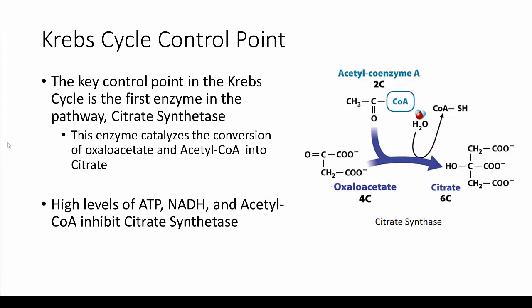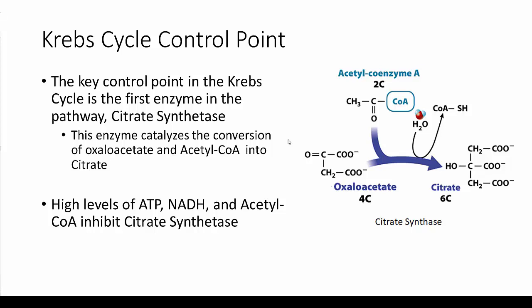The key control point in the Krebs cycle, or the citric acid cycle, is actually the very first step itself, the step in which oxaloacetate along with acetyl coenzyme A are converted into citrate. So this step represents the major initiation of the citric acid cycle. Obviously, it's the first step. And so cells have evolved a control point right here at the very beginning.